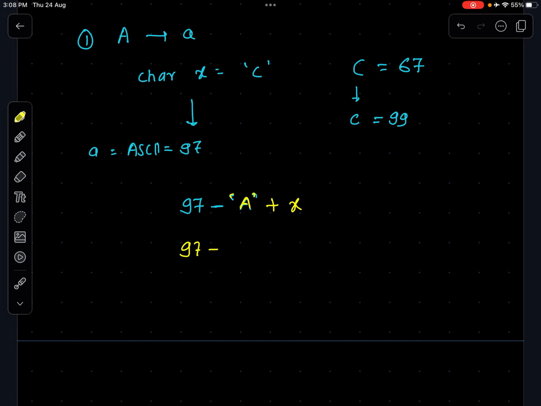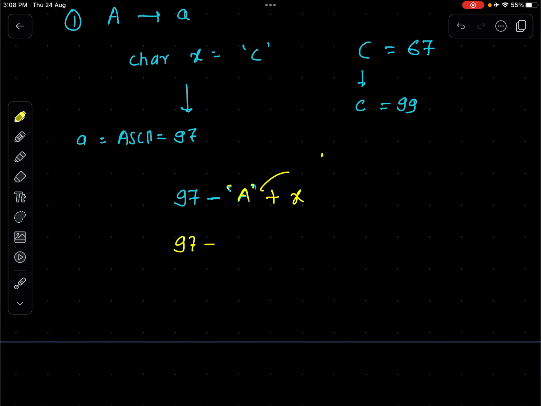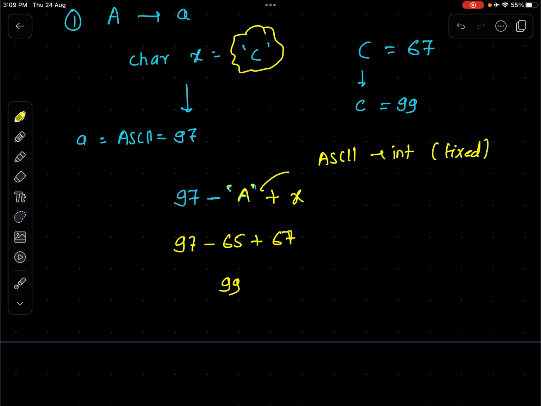What does it indicate? We know that characters internally work on ASCII values, and ASCII values are integers themselves, which are fixed. Which means 65 is allocated to capital A only. It cannot contain any other character apart from A. So what is the ASCII value of capital A? 65, plus what is my x? Capital C. And what is the ASCII value of my capital C? 67. If you get the answer of this expression, it will contain 99.